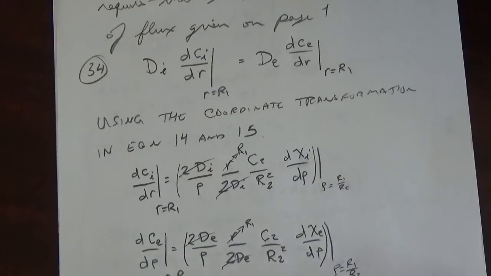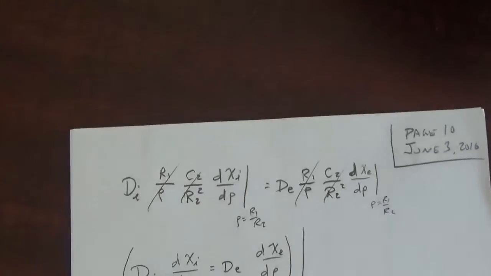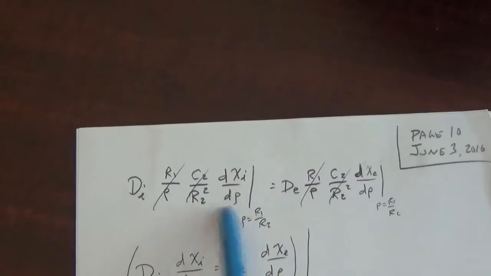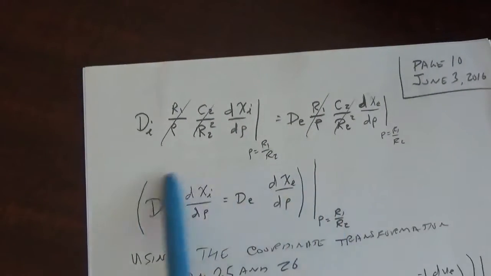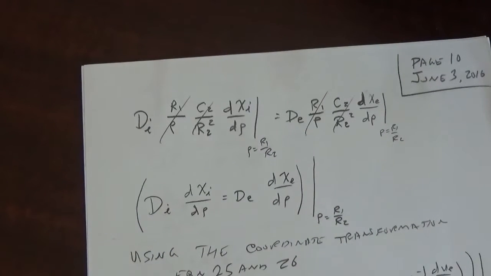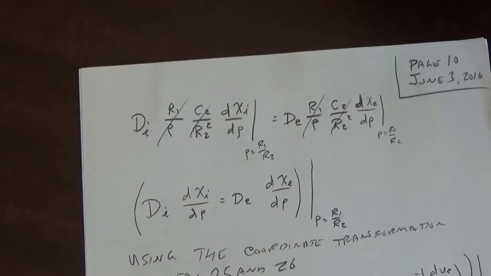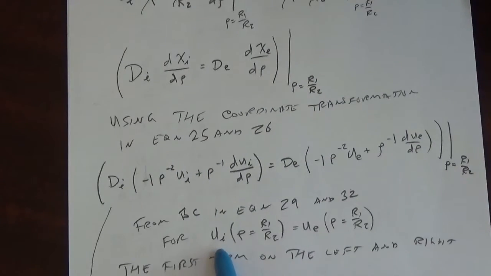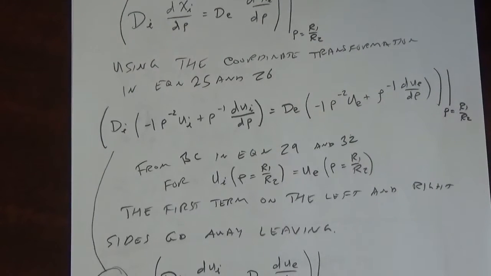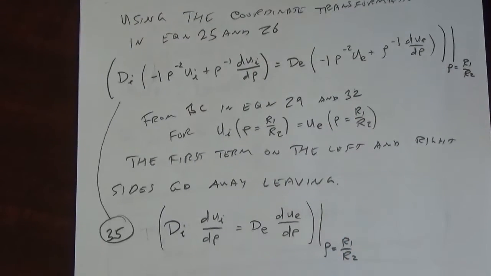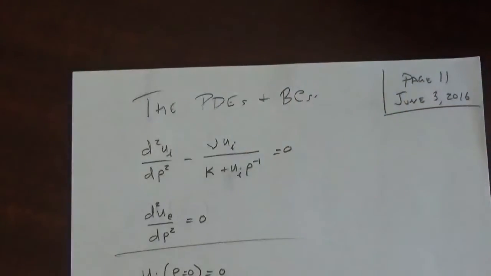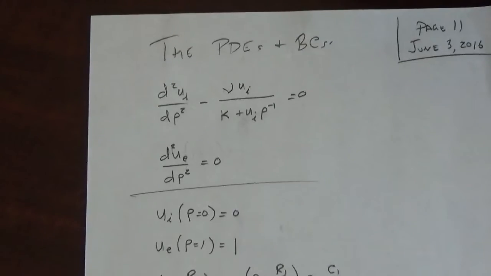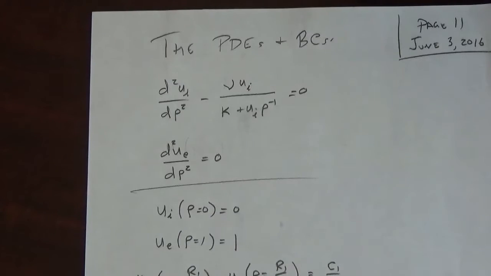You wind up with this expression. Again, lots of cancellation. And this is our expression. Converting from chi to u, we make the substitution. And this is the boundary we have. So this is the punchline. This is the final problem we have to solve.